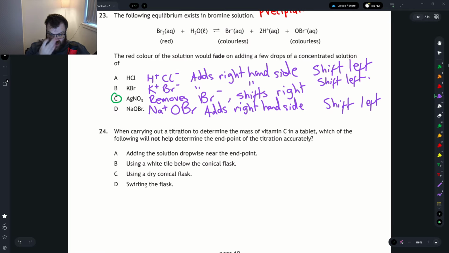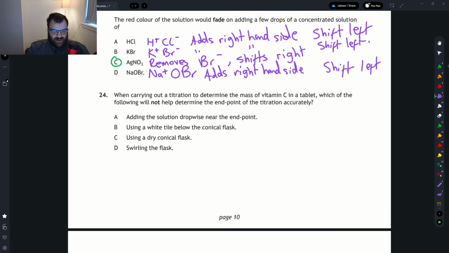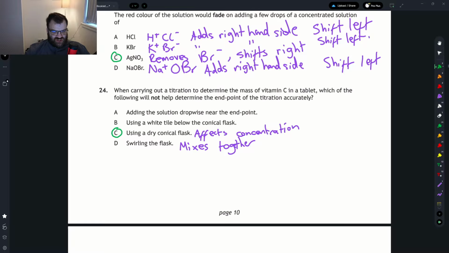We're talking about an end point of a titration. Adding drop-wise near that means you're not going to overshoot it, so that sounds good. You can see the colour more clearly. So a white tile helps you see the colour change. A dry conical flask affects concentration, but that's not to do with the end point. And then you're ensuring everything mixes together so that everything's reacting before we add any more of the chemical. C makes it more of a valid reaction. It stops the concentration affecting the results. The other ones would all help us get that exact drip that then stops the reaction.